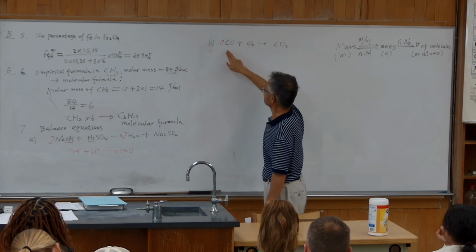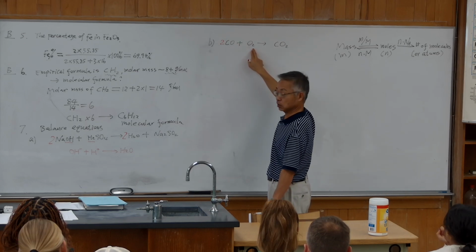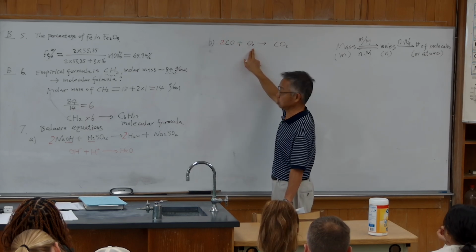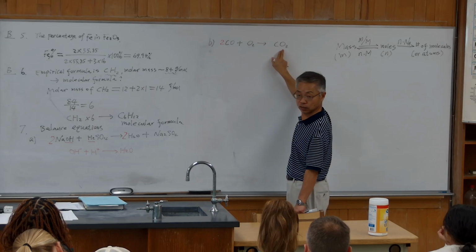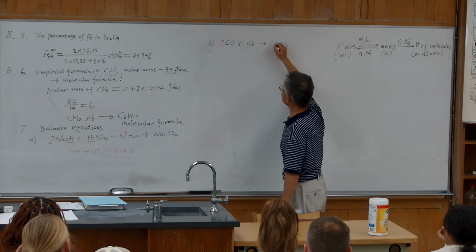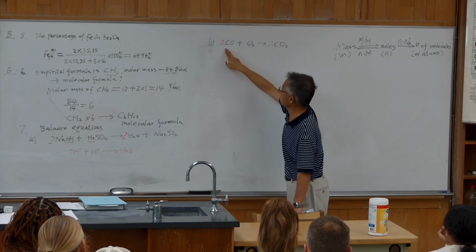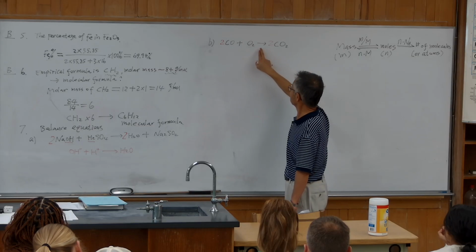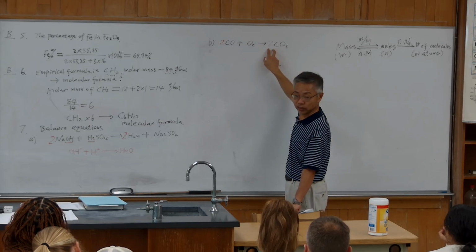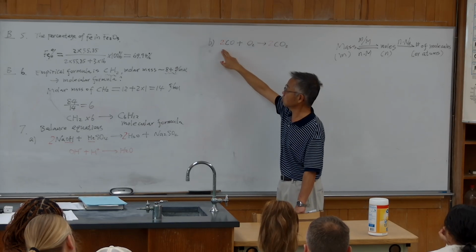Smallest is 2, so 2 oxygen, another 2 oxygen, 4 oxygen. 2, then you need to times 2 to 4. So 2 oxygen plus 2 oxygen is 4. 2 times 2 is 4. Is carbon balanced? Yes, balanced.